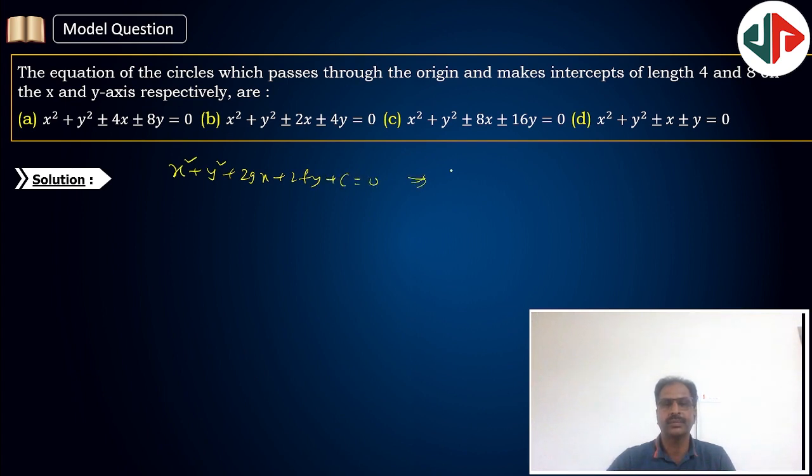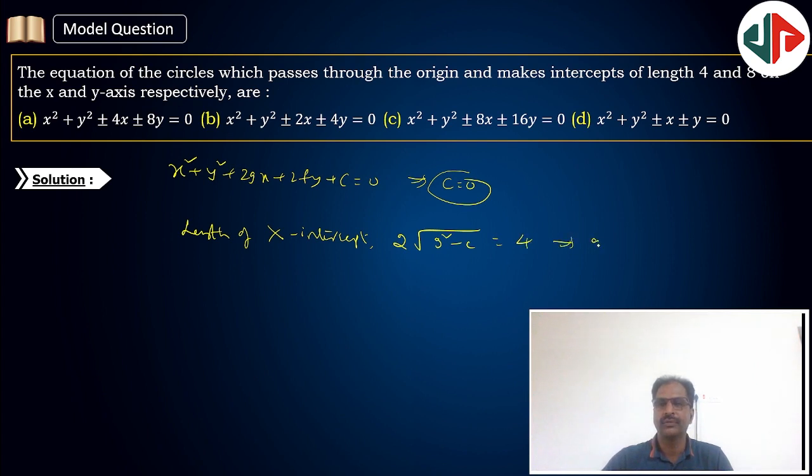Given that the circle is passing through origin, substitute x, y as 0, 0 and you get c as 0. And the circle is making an intercept of length 4 on the x-axis. That is, the length of x-intercept, which is 2 into root of g square minus c, is given as 4. From this, g square minus c will be 4. c is already 0, so g square is equal to 4. g is plus or minus 2.